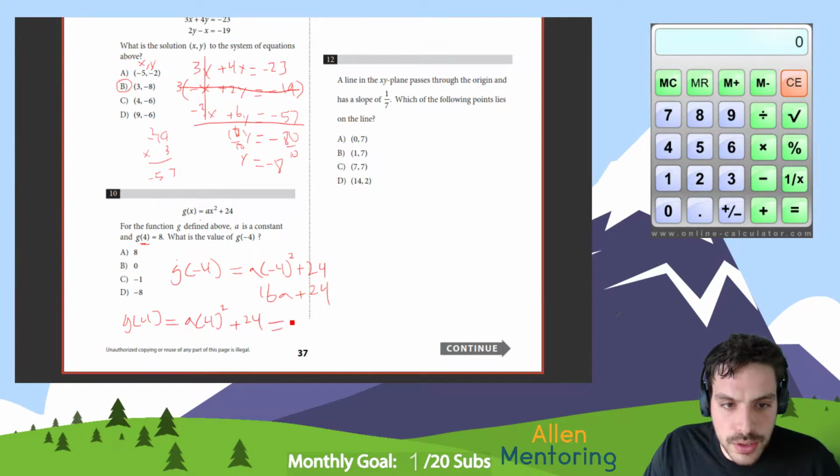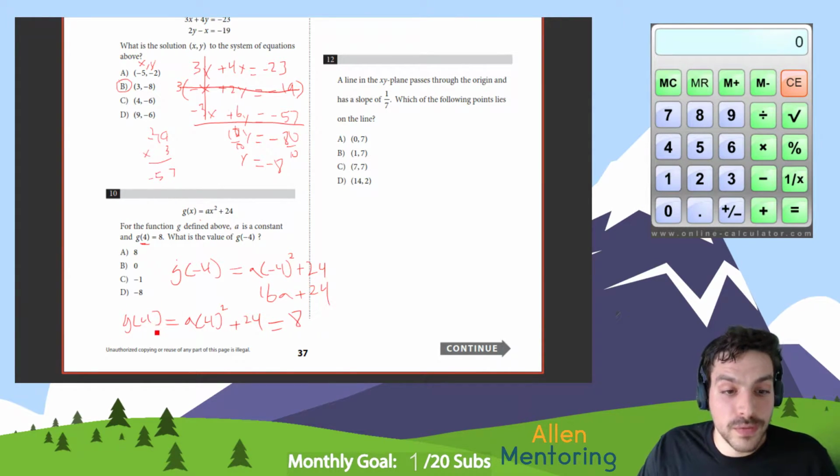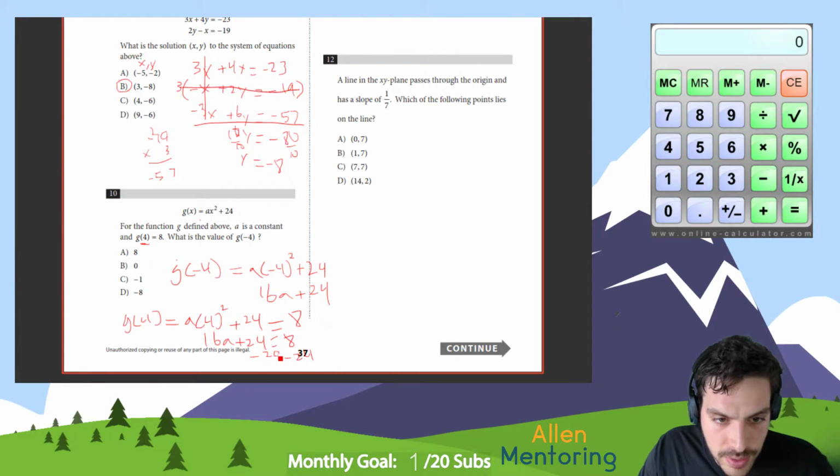Okay, so g of 4 is equal to a, and then 4 squared plus 24, and that's equal to 8. So this is really useful for us, because now if we solve this out, we see that 16a plus 24 is equal to 8. So we can solve for a. And what is a in this case? Well, let's just subtract 24 on both sides. Bam. And we see that 16a is equal to negative 16. So a must be equal to negative 1.